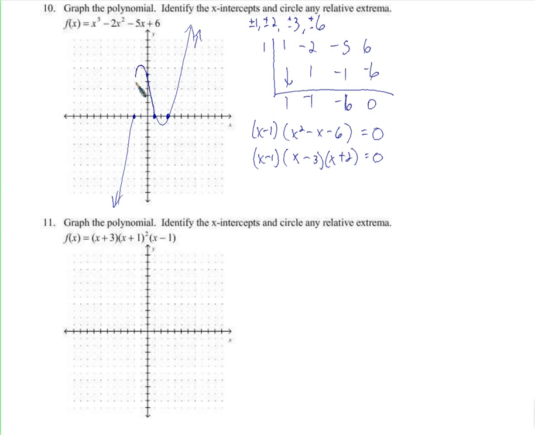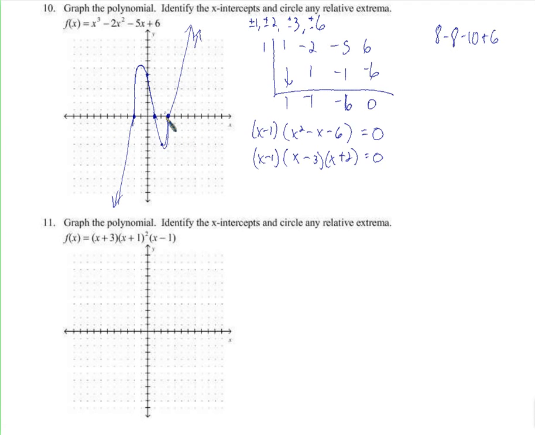Alright. So it should look something more like that. Maybe I plug in 2. If I plug in 2, I'm going to get 8 minus 8 minus 10 plus 6, so negative 4. 3, 4. So then my graph should look something more like this instead of what I had before. That would be good. Now it looks pretty nice.